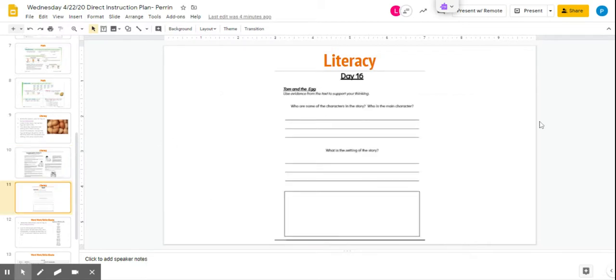And then here's your sheet. It should be in your packet that you picked up from school. If you don't have the packet you picked up from school, it's okay to just do this in your journal. You don't have to do it in the packet. And it says, who are some of the characters in the story and who is the main character?